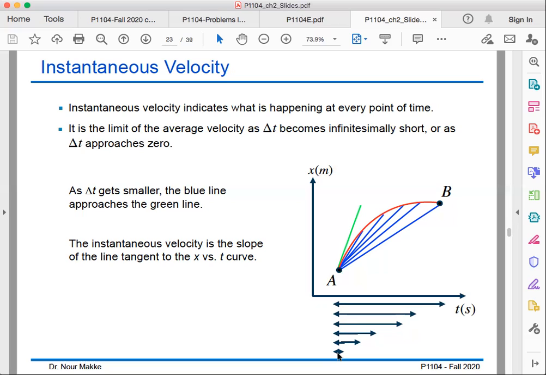And you can see that as you approach more and more to the point A, your blue line becomes the green line. And as you can see just from the graph, the green line is nothing else than the tangent to the graph at point A. Okay. Now, we can deduce from this that the instantaneous velocity is actually the slope of the line tangent to the curve x versus time.